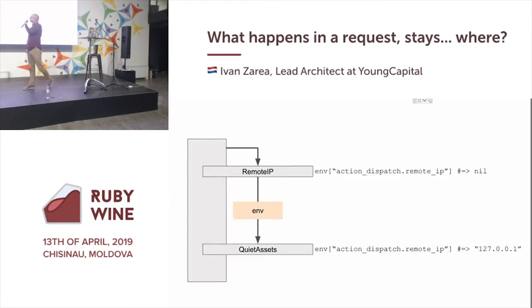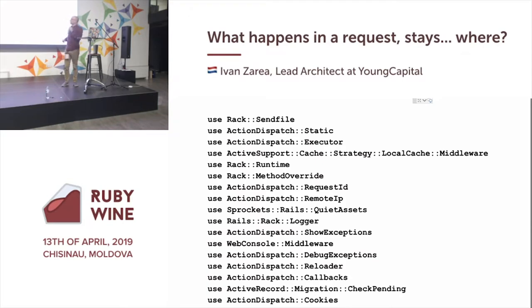What happens in this case is that before entering the RemoteIp middleware, the environment doesn't contain the key action_dispatch.remote_ip, and after it gets through the RemoteIp middleware, it has this. So this is the whole point of this piece of code. And as you saw, there's a bunch of these.